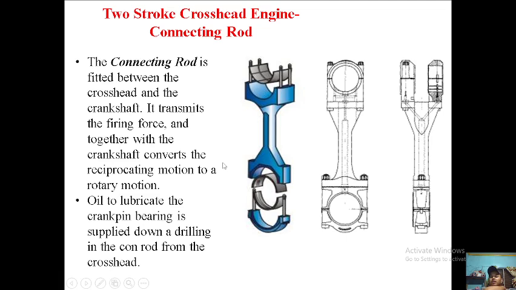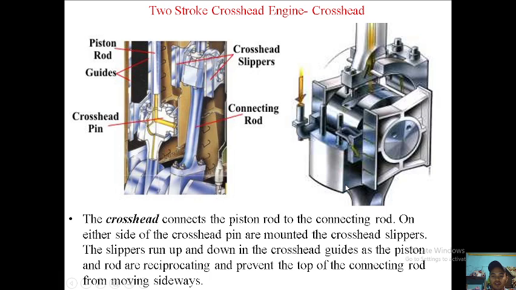Okay, we have here a connecting rod. It is fitted between the crosshead and the crankshaft. It transmits the firing force and together with the crankshaft converts the reciprocating motion to a rotary motion. So oil to lubricate the crankpin bearing is supplied down a drilling in the conrod from the crosshead. So may mga butas din dyan sa gitna yan para makapasok yung ating lubrication.